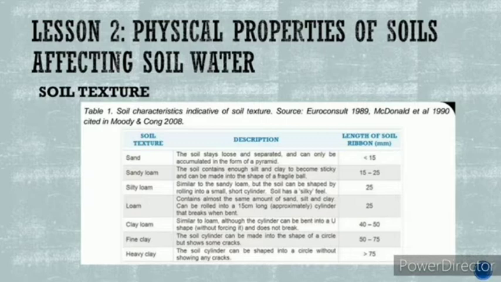Clay loam: similar to loam, although the cylinder can bend into a U shape without forcing it, and does not break. The length of the soil ribbon is 40 to 50 millimeters. Fine clay: the soil cylinder can be made into the shape of a circle but shows some cracks. The length of the soil ribbon is 50 to 75 millimeters. Heavy clay: the soil cylinder can be shaped into a circle without showing any cracks. The length of the soil ribbon is greater than 75 millimeters.